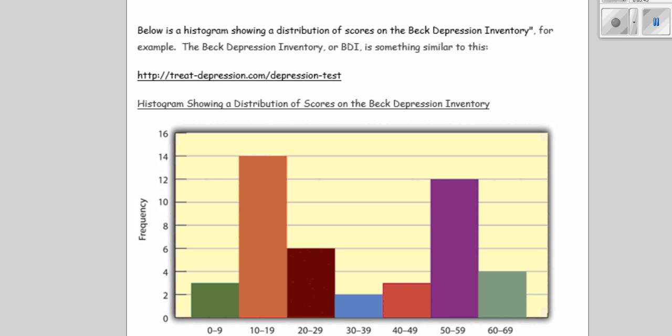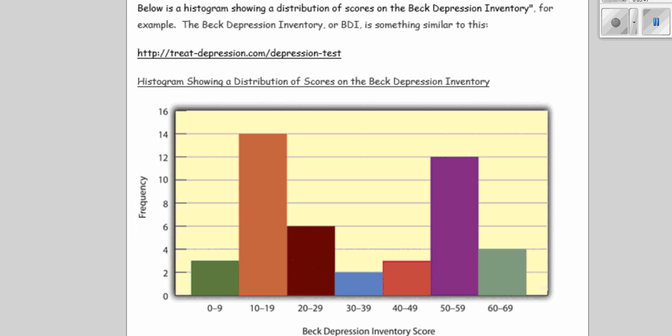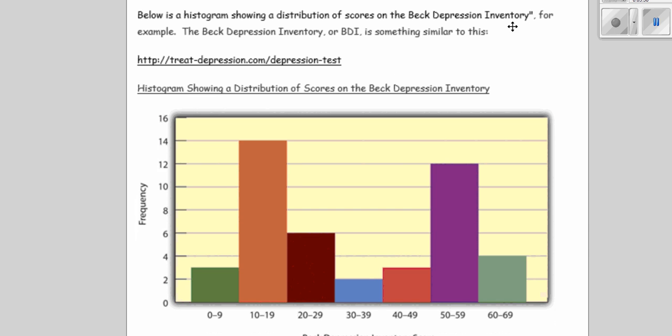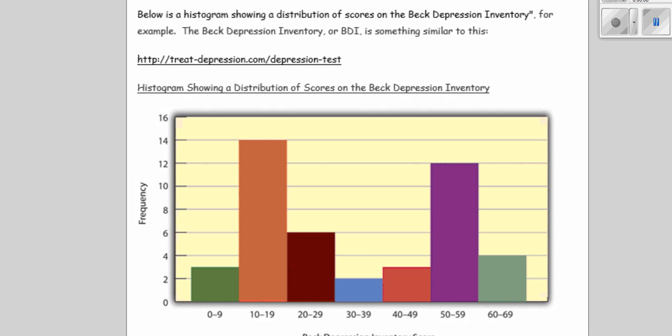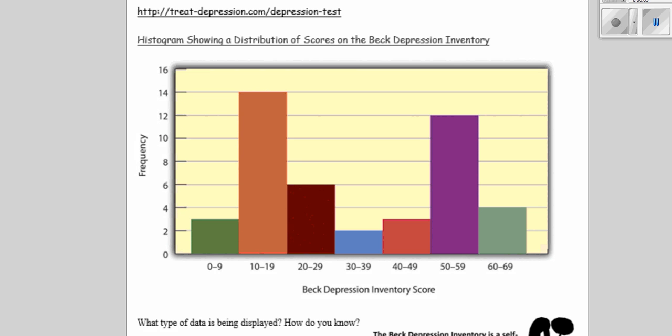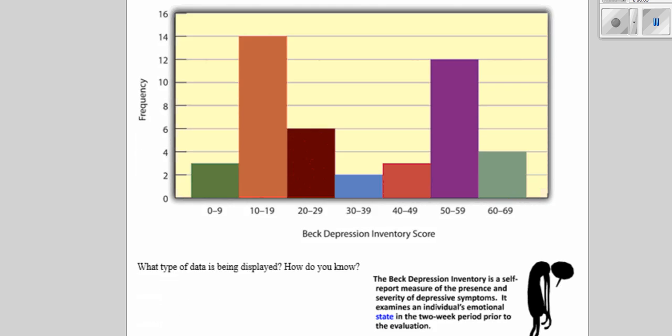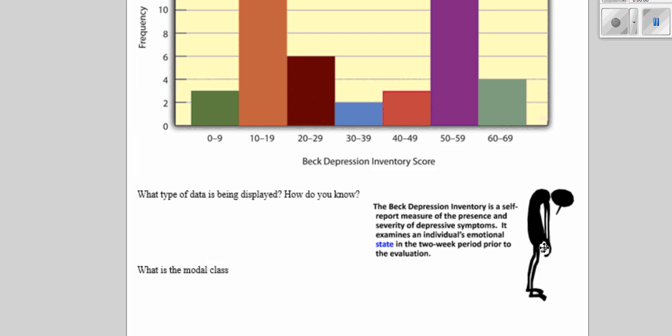Okay, below is a histogram showing a distribution of scores on the Beck Depression Inventory. The Beck Depression Inventory, or BDI, is something similar to this. I could show it to you another time if you want. Here it is, by the way. It's a self-report, so basically a self-evaluation, measuring the presence and severity of depression symptoms. It examines an individual's emotional state in a two-week period prior to the evaluation.